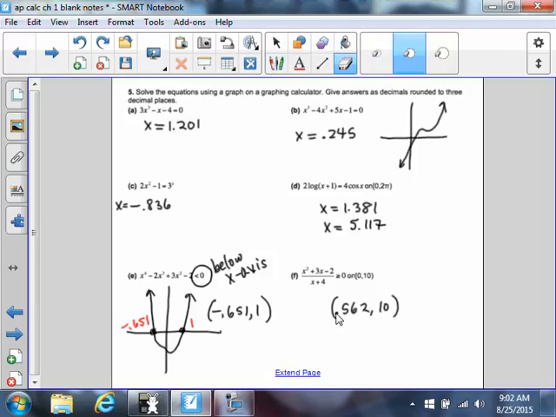Can I include the 0.562? Yeah, should this be a parenthesis or bracket? It should actually be a bracket because it says greater than or equal to 0. That's where it was equal to 0. So it should be bracket 0.562 to 10. Okay, does all of that make sense?